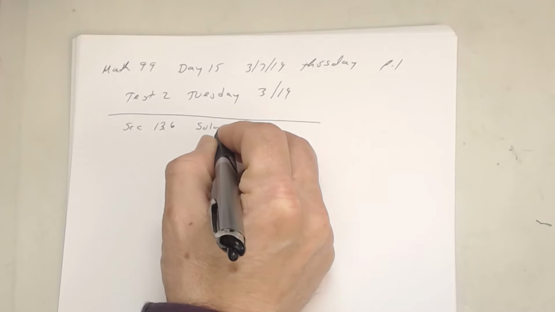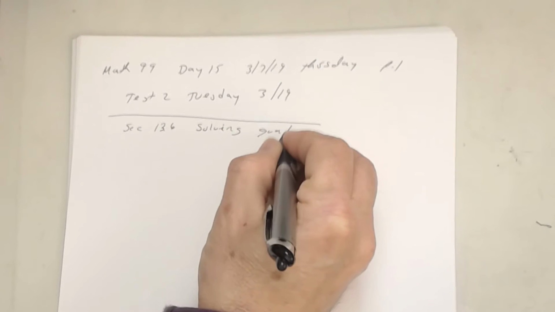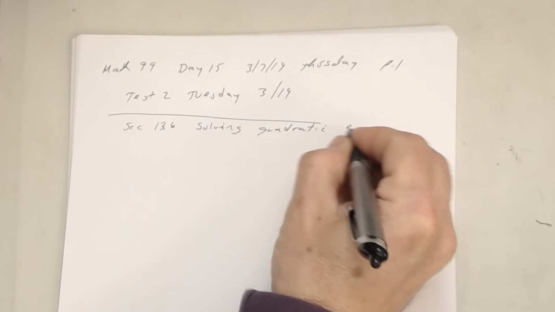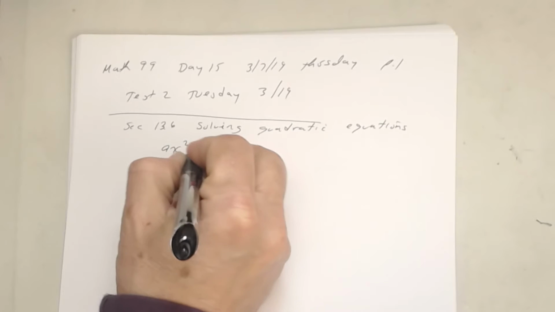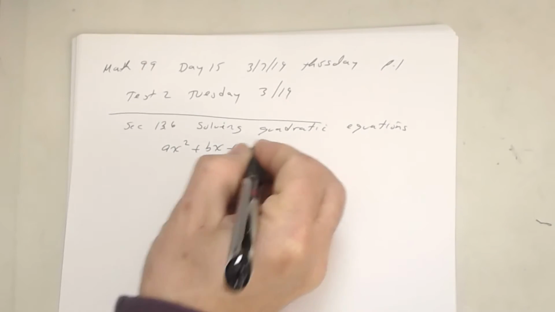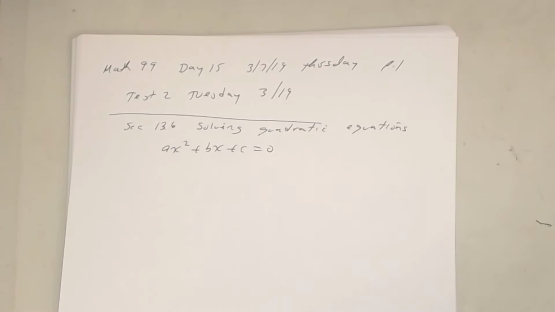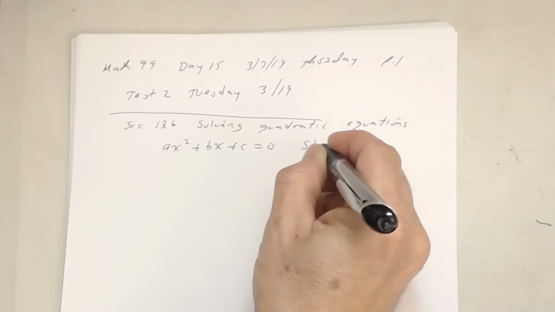So we're solving quadratic equations. And so remember, a quadratic equation has this form. It's ax squared plus bx plus c equals 0. And as you solve these quadratic equations, you want to put it in standard form. So everything on one side, what number do you want on the other side? 0. So remember, this is standard form.